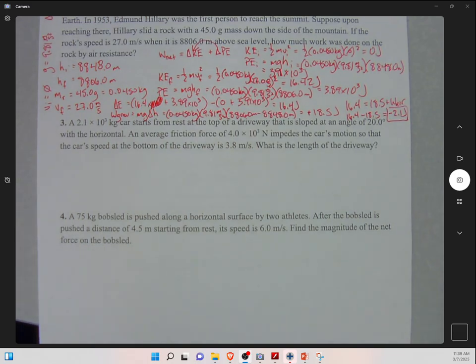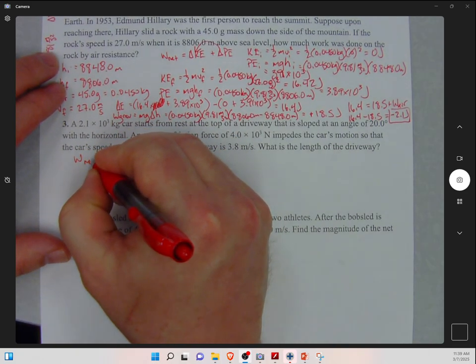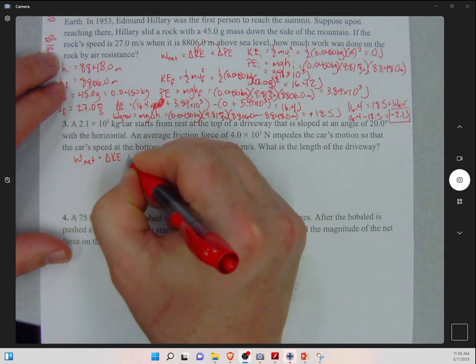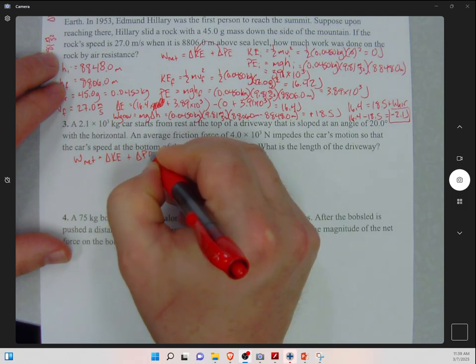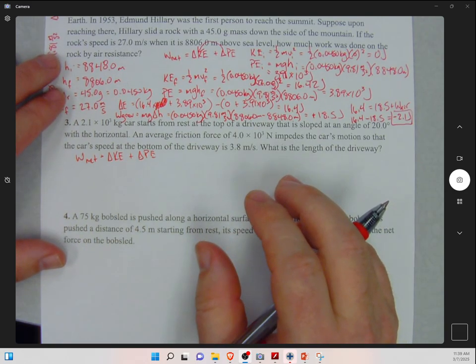So again, we're going to be using the work energy theorem here. Okay, so we have net work going to be equal to whatever the change in the kinetic energy is plus the change in the potential energy is, which we can easily calculate.